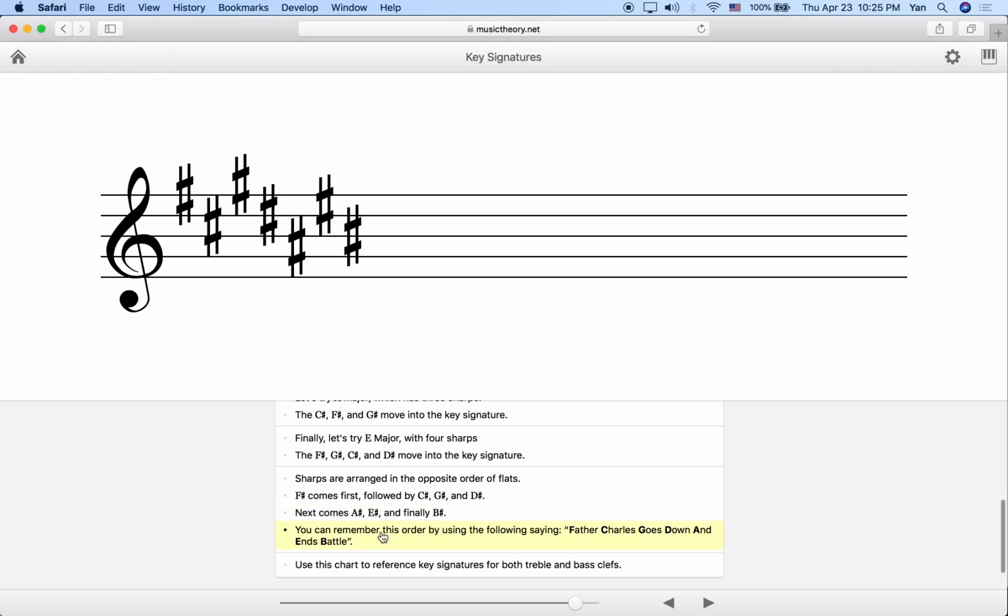Okay, so here musictheory.net has a mnemonic for the sharp order. They have Father Charles Goes Down And Ends Battle. So there is Father F, Charles C, Goes G, Down D, And A, Ends E, Battle B. I learned it in solfege, and I always remember the order fa, do, sol, re, la, mi, si. But if you're not familiar with solfege, you don't have to worry about that. Just remember, if you don't like this mnemonic, you can come up with your own, one that you like. So it's entirely up to you.